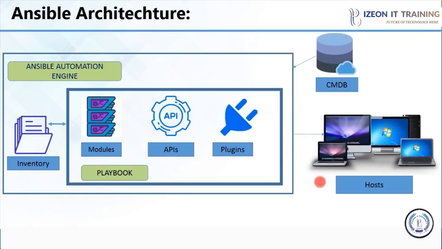And finally, I have this host machine that is connected via SSH, and these host machines could be either Windows or Linux or any kind of machines. And also let me tell you that it's not always needed to use SSH for connection. You can use any kind of network authentication protocol. You can use Kerberos, and also you can use the connection plugins as well. So this is a fairly simple Ansible architecture.